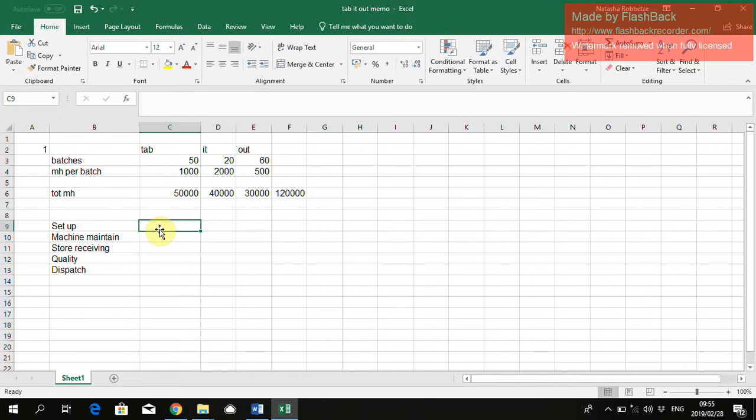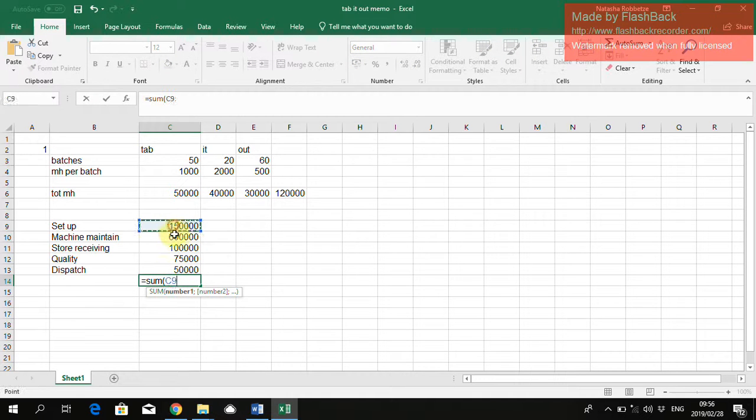So I'm going to add up for the setup, there was 150,000. For the machine maintenance, there was 600,000. For the store receiving, there was 100,000. For quality, there was 75,000. And for dispatch, there was 50,000. If I get to the sum of all that, I see that my total overheads was then 975,000.